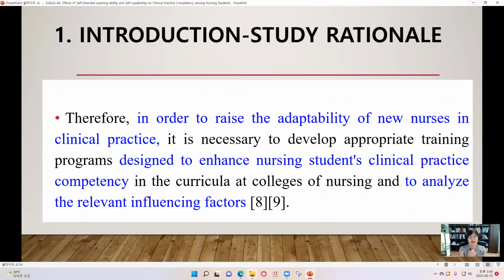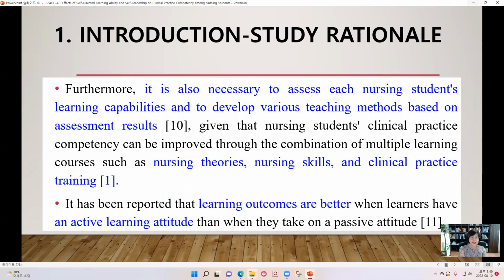Therefore, in order to raise the adaptability of new nurses in clinical practice, it is necessary to develop an appropriate training program designed to enhance nursing students' clinical practice competence in the curriculum at the College of Nursing, and to analyze the relevant influencing factors. Furthermore, it is also necessary to assess each nursing student's learning capability and to develop various teaching methods based on assessment results, given that a nursing student's clinical practice competence can be improved through a combination of multiple learning courses, such as nursing theories, nursing skills, and clinical practice training.